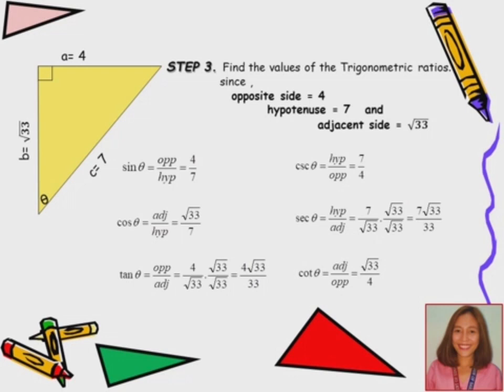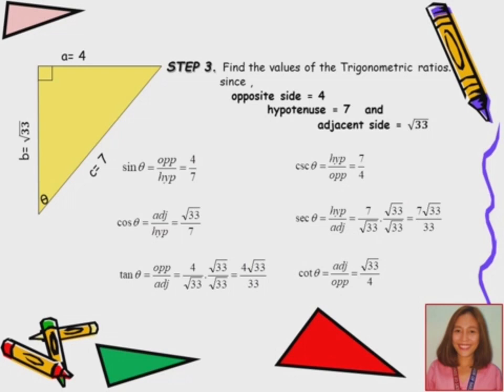Okay? So, all in all, sine theta equals 4 over 7, cos theta equals square root of 33 over 7, tan theta equals 4 square root of 33 over 33, cosecant theta equals 7 over 4, secant theta equals 7 square root of 33 over 33, and cot theta equals square root of 33 over 4. So, okay na. Na-solve na natin yung ating second exercise.